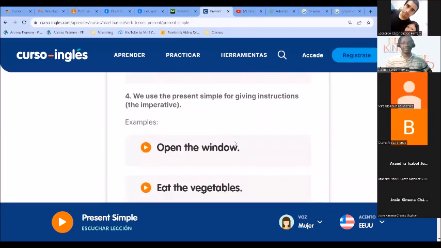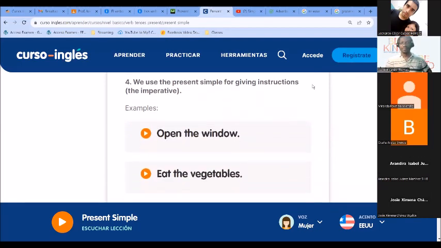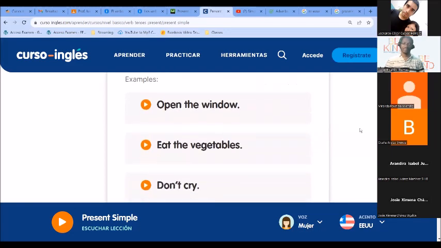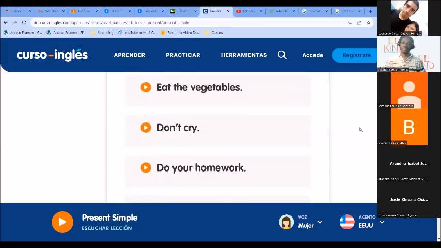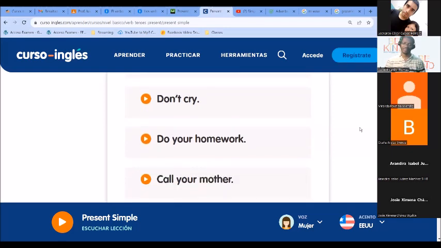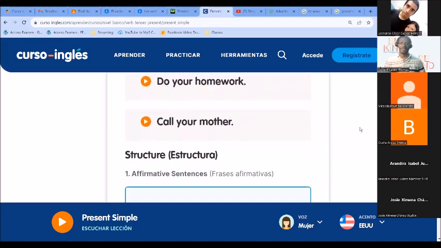Number 4, Michelle. We use the present simple for giving instructions. The imperative. Open the window. Eat the vegetables. Don't cry. Do your homework. Call your mother. All right.